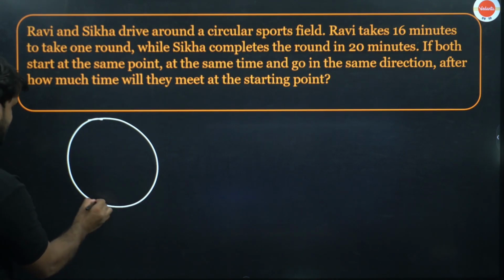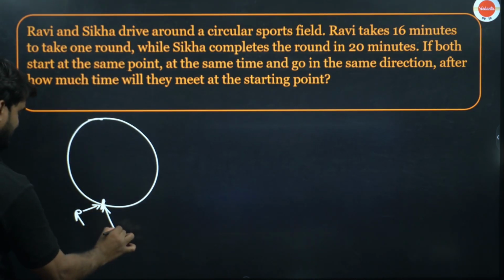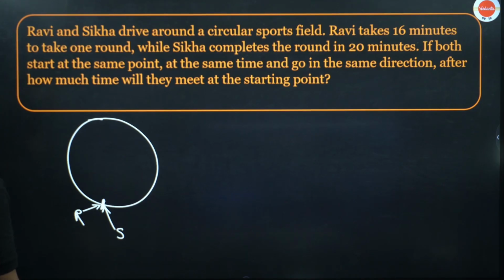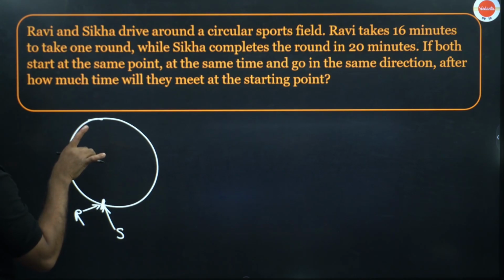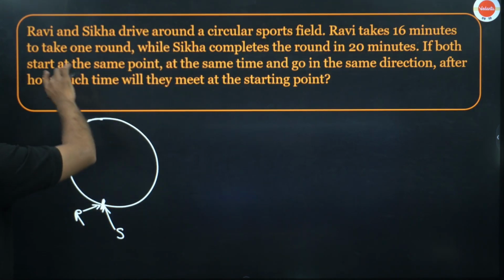One is Ravi here, and Shikha. Both are friends, best friends, Ravi and Shikha. They drive around a circular sports field, a field circular in shape. Ravi takes 16 minutes to take one round.